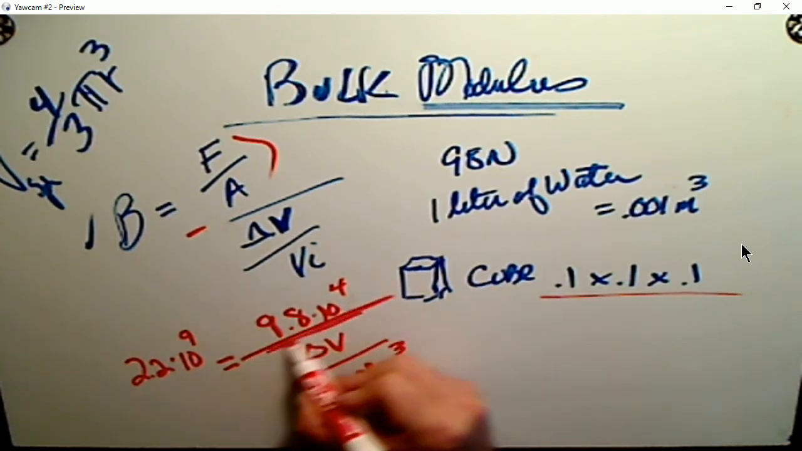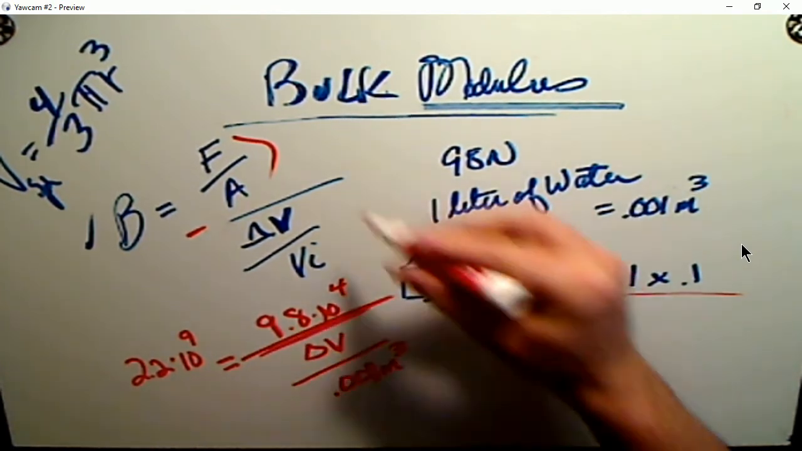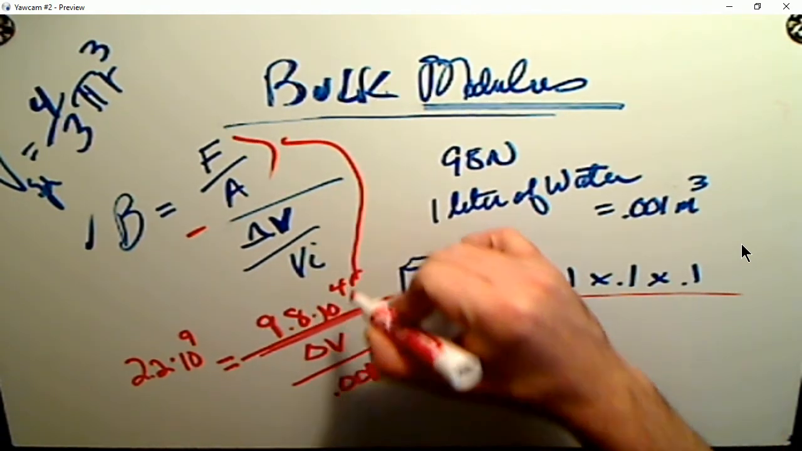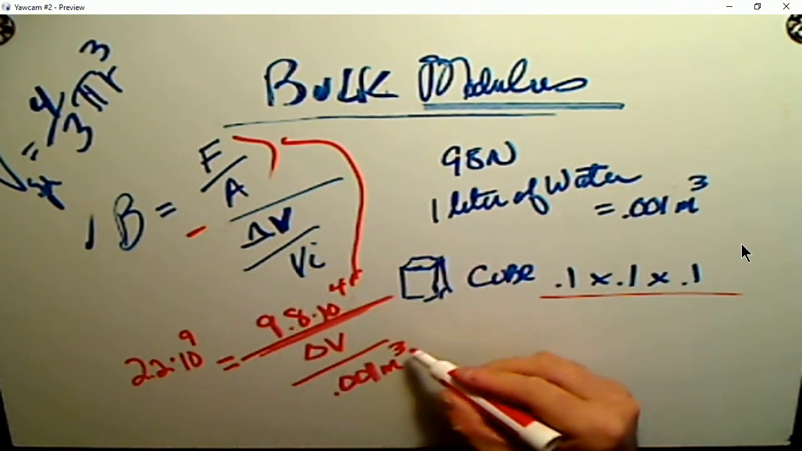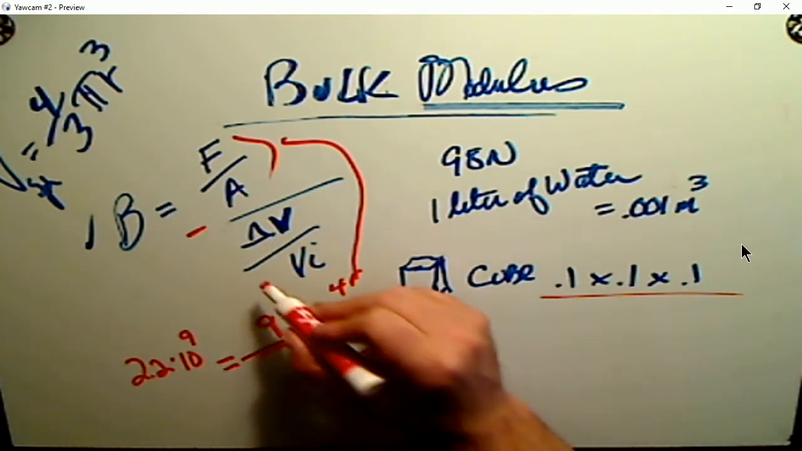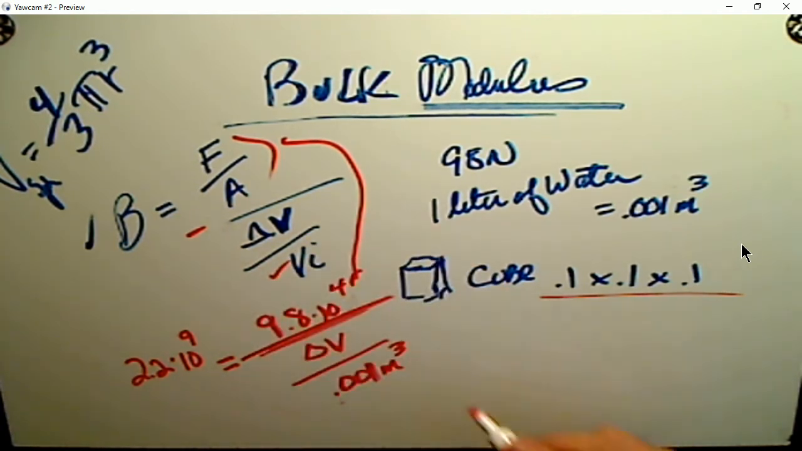So the force for a given area, that's this. We have a change of volume for a particular original volume, should lead us to a change in volume. Again, this is negative because we're doing a compression. See if you can figure out this problem.